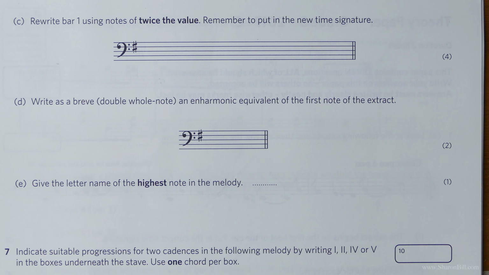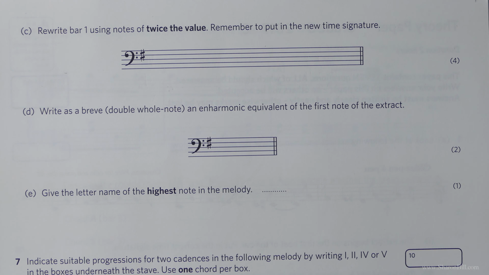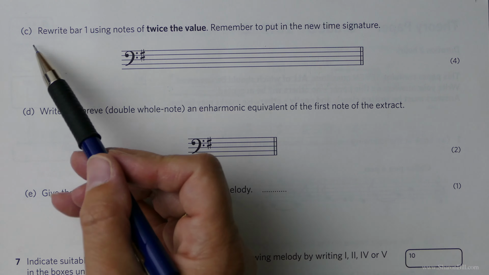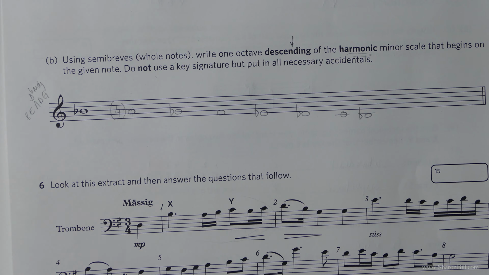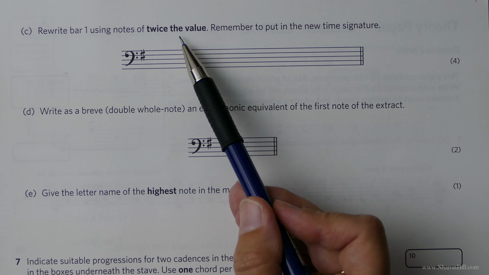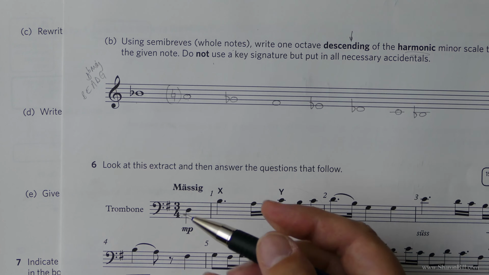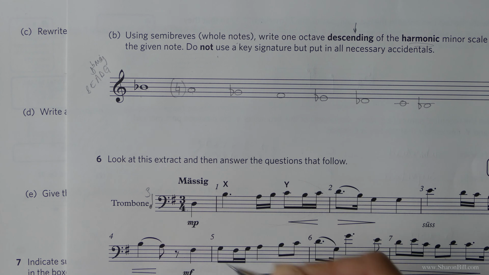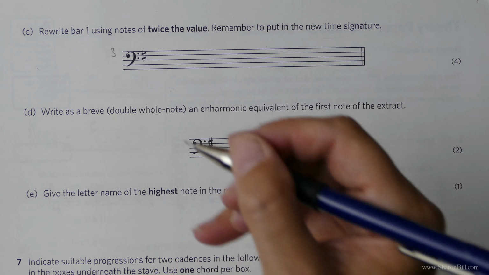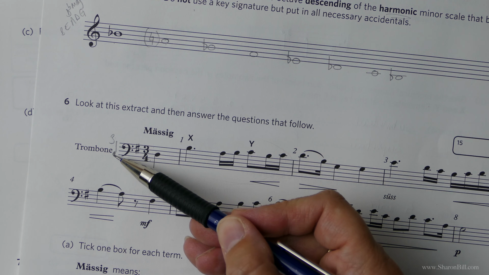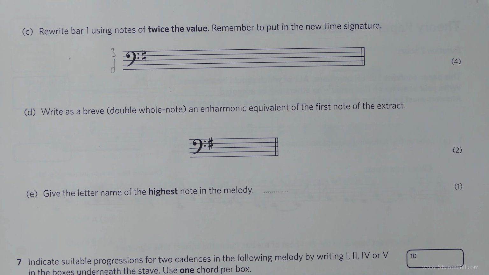So let's turn over the page to page 15, but we need to keep this paper to hand because we're going to have to just refer back to that still. So we need to rewrite bar 1, so this bar here, not the anacrusis, the first full bar, marked 1, using twice the value, and we need to change the time signature. Now at the moment the time signature is 3/4, 3 crotchet beats, 3 quarter notes. You don't change the top number, we need to stay in triple time, but we need to double it, so we're going from quarter notes or crotchets to half notes or minims, and so we need to be thinking in the time signature of 3/2.